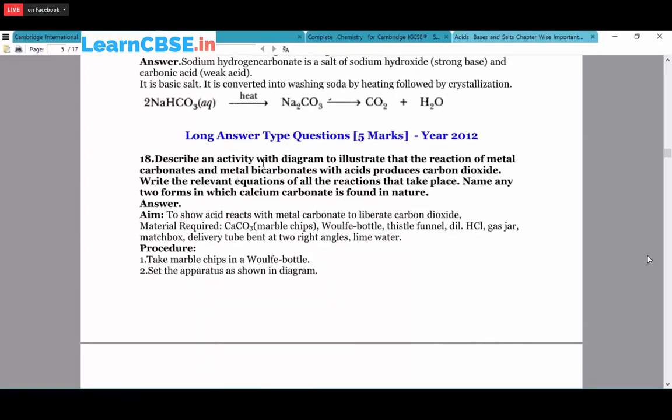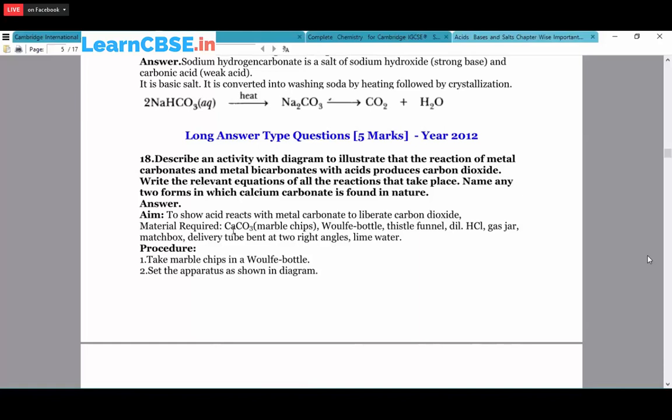Describe an activity with a diagram to illustrate the reaction of metal carbonates and metal bicarbonates with acids, which produces carbon dioxide. Write the relevant equations of all the reactions that take place. Name any two forms in which calcium carbonate is found in nature. The aim is to show that acid reacts with metal carbonate to liberate carbon dioxide.